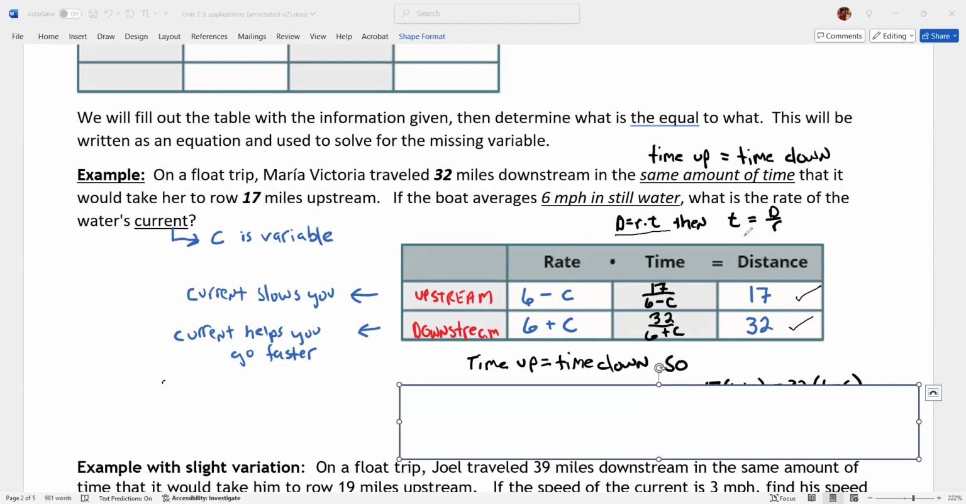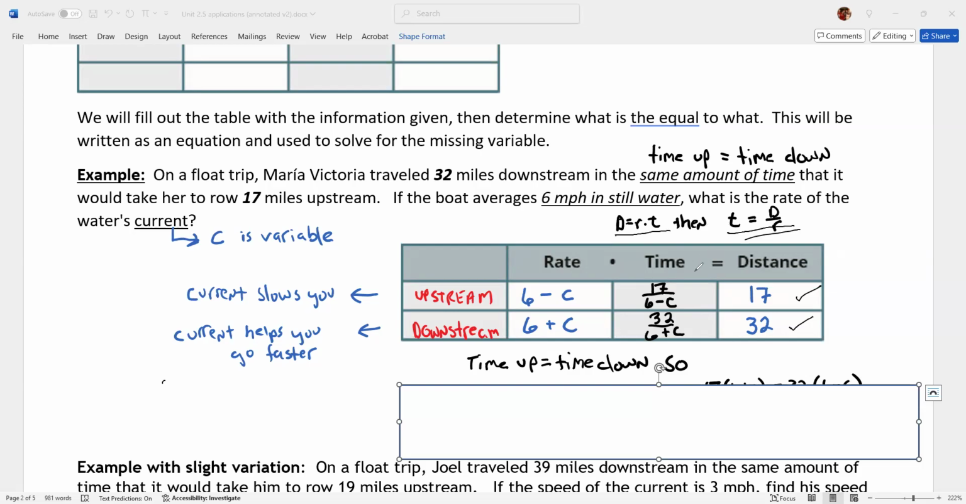So I would just divide both sides by R. So time is actually the distance divided by the rate. So in the slot for the time, I'm going to do that. The distance, 17, divided by the rate, 6 minus C. So that represents, if I know the value of C, how long that would take. Likewise, the time going downstream is distance 32 divided by the rate, 6 plus C. So there's my two times.